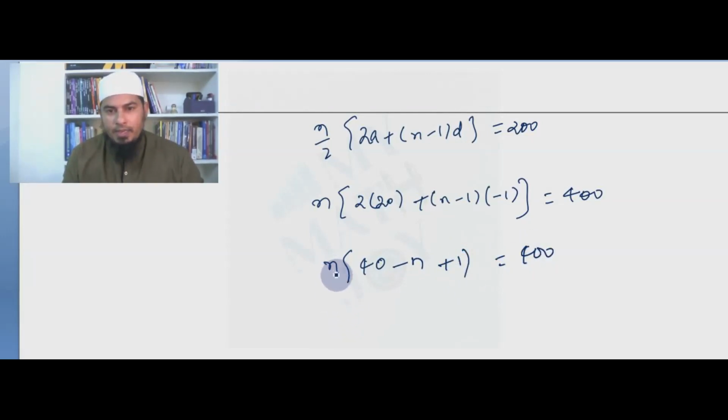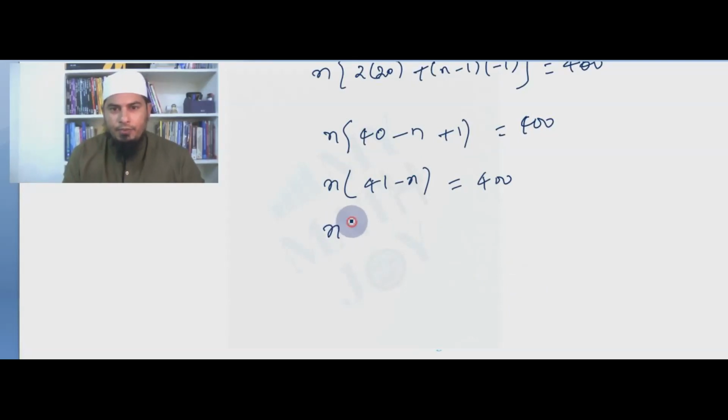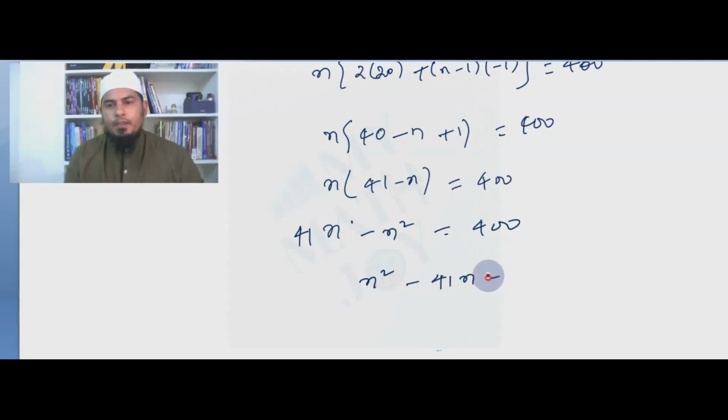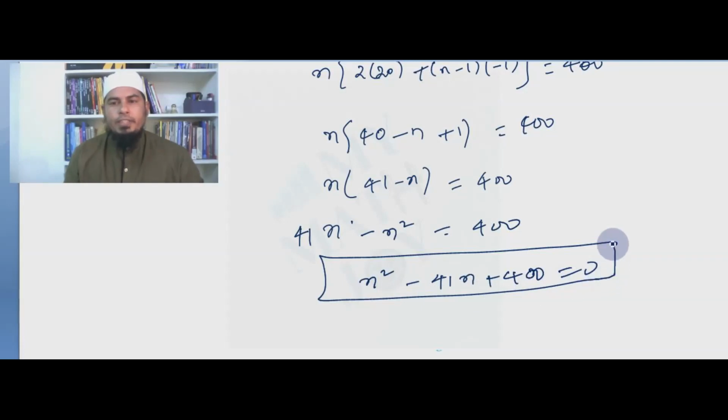Now simplify: 40 plus 1 is 41, and then if we are multiplying it will become like this. 41n minus n square is 400. Transpose to the right side, you will get this one. So this is a quadratic equation in the standard format.